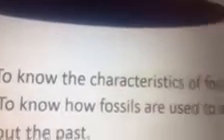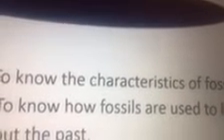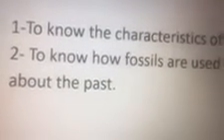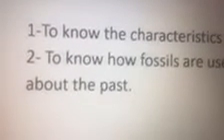Today we will complete our lesson. What can we learn from fossils? Page 226, 227. Learning objectives. To know the characteristics of fossils. Yesterday we studied the characteristics of fossils. Today we will get to know how fossils are used to learn about the past.